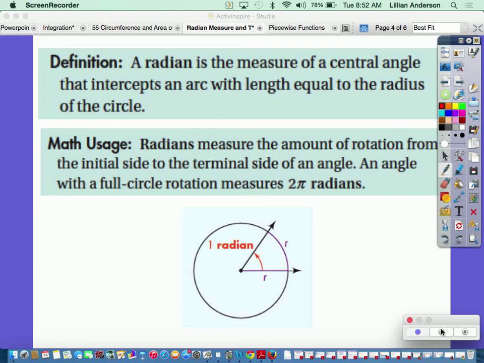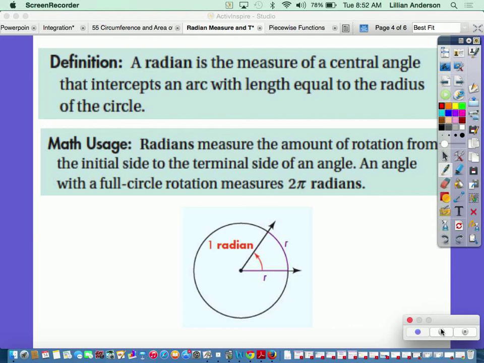A radian is the measure of a central angle that intercepts an arc with length equal to the radius of the circle. Within a circle, there's two different types of measurement. You have degrees, which you worked with back in geometry, and now there is radians. Radians and degrees are the two measurements within a circle.